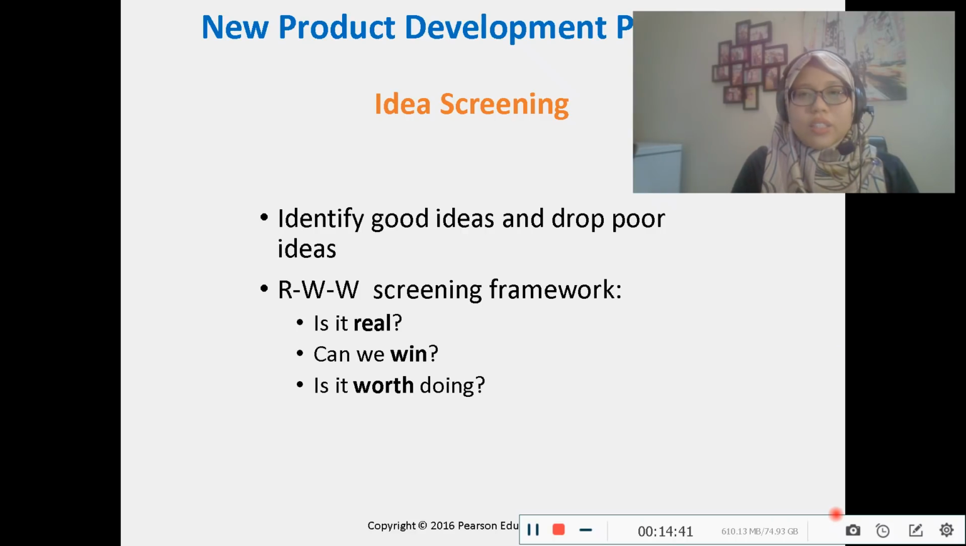So that's why it's very important for you to do screening. You need to screen based on the RWW screening framework. Okay, sebab you need to understand, okay, 66% of new products from established companies fail within 2 years. Kenapa benda tu terjadi? Sebab there are many reasons why it failed.